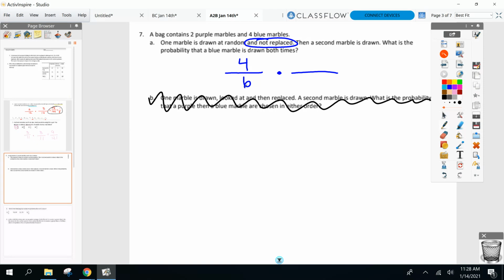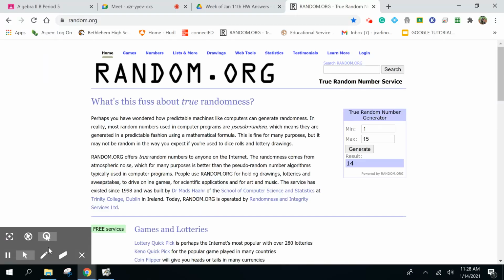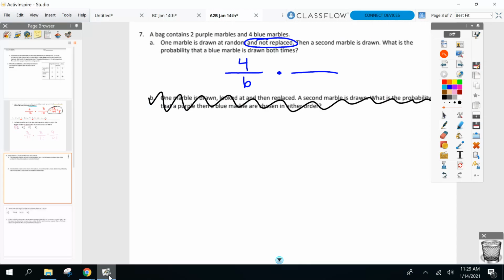I am keeping that blue marble in my hand. It's not getting put back in. So what are my chances of picking another one now? Will, going back to you, last time for you today. 3 out of 5. There you go. 3 are there now and 5 total marbles. Good, Will, nice.